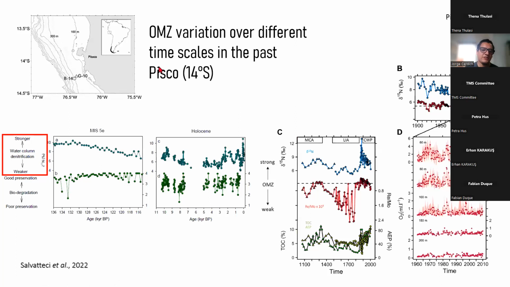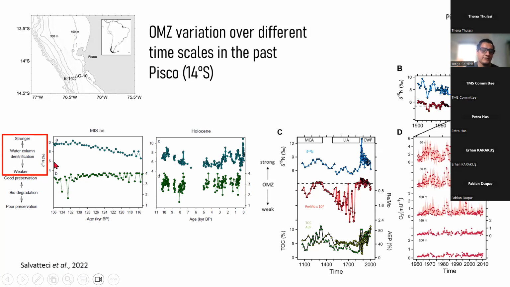The OMZ is not static in time. It changes in position, extension, and intensity. I want to show a couple of examples of it. This is for the area of Pisco. Pisco is at 14 degrees south, also in Peru. This is the work of Salvatecci and collaborators in 2022.